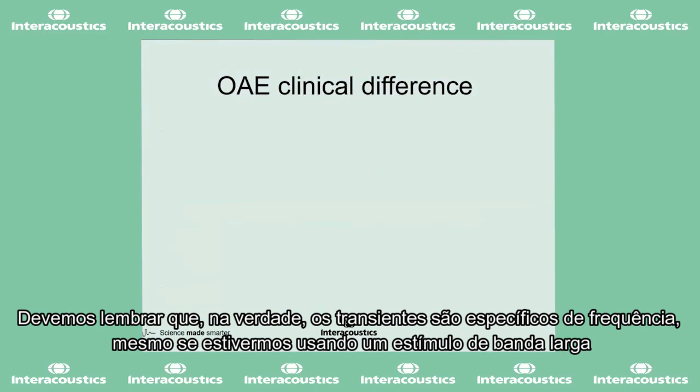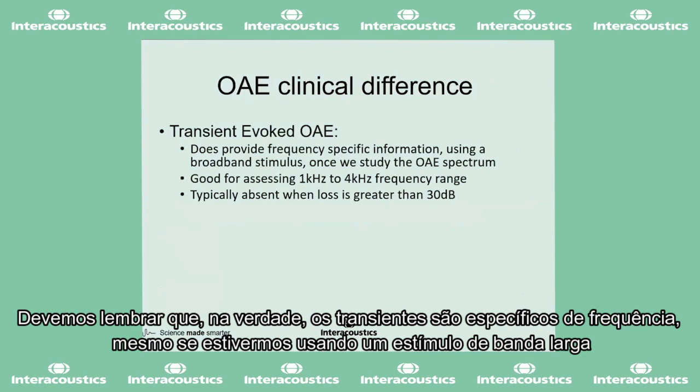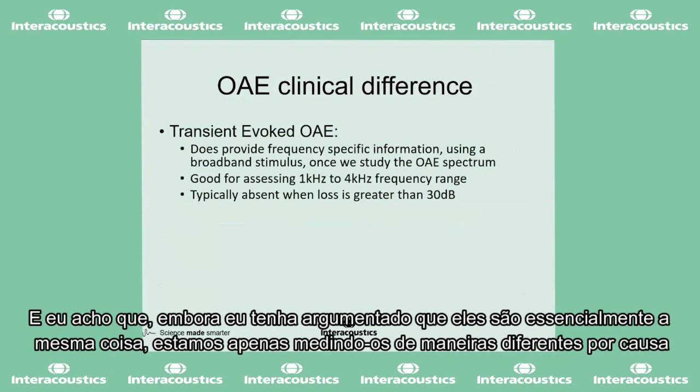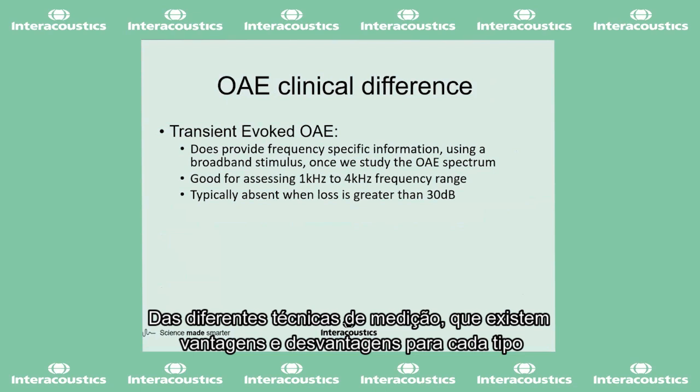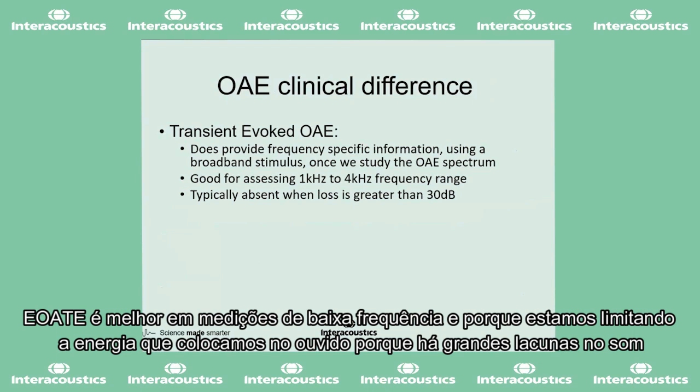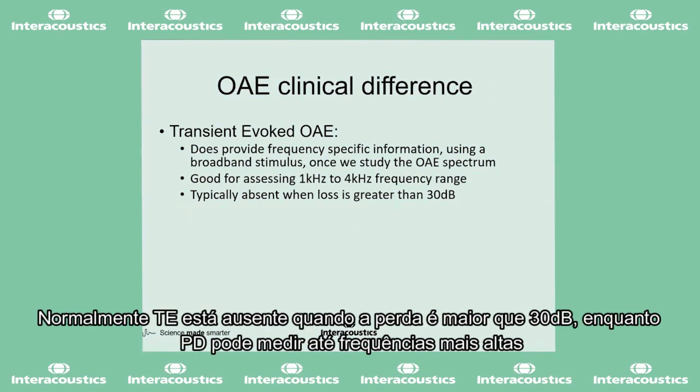So we must remember that actually the TEs are frequency specific, even if we are using a broadband stimulus. And I guess although I've argued that they're essentially the same thing, we're just measuring them in different ways, because of the different techniques of measuring them, there are advantages and disadvantages to each type. The transient emission is better at low frequency measurements. And because we're limiting the amount of energy we're putting in the ear because there's big gaps in the sound, typically the OAE is absent when the loss is greater than 30 decibels.